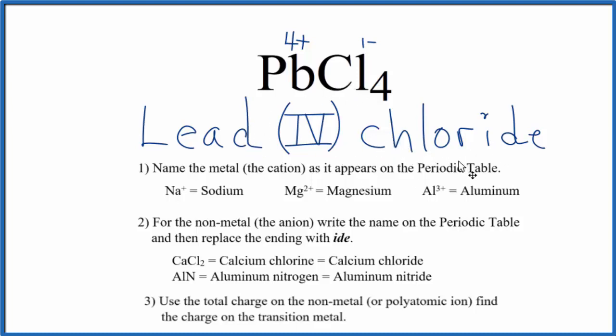So if you're given the name and you need to write the formula, you know that the lead is going to have a 4+ ionic charge because of this Roman numeral. And since chlorine always has a 1- ionic charge, you're going to need 4 of them to balance it out. So the formula would be PbCl4. The name, lead(IV) chloride.